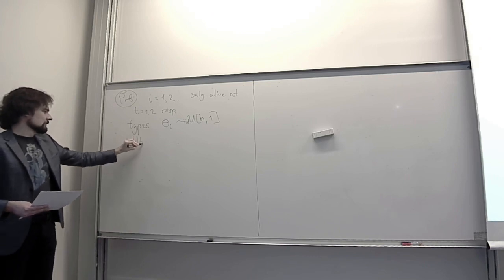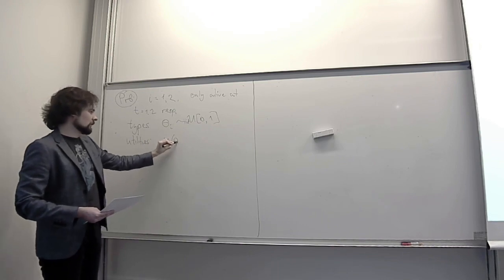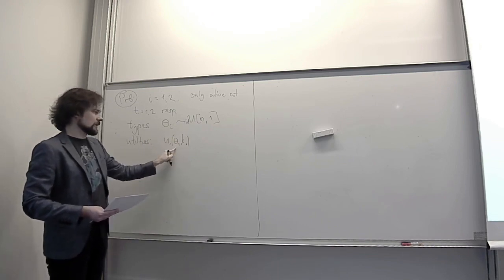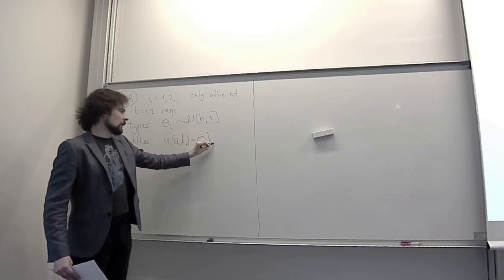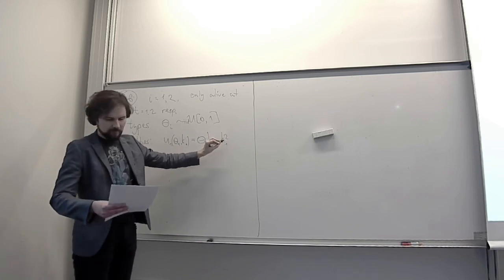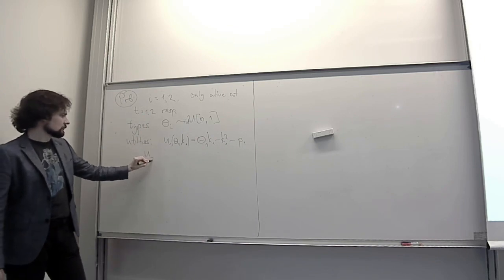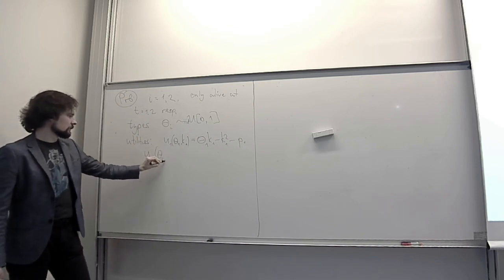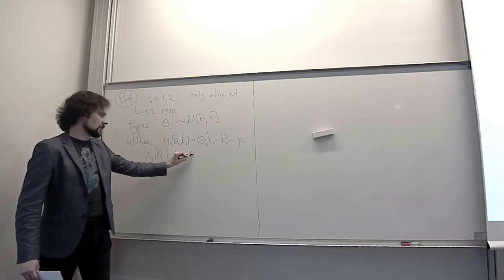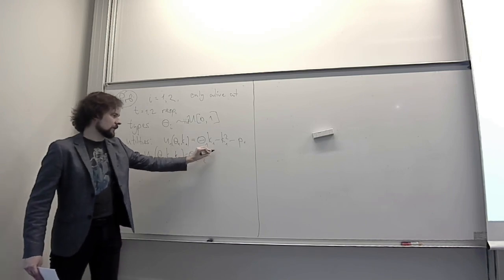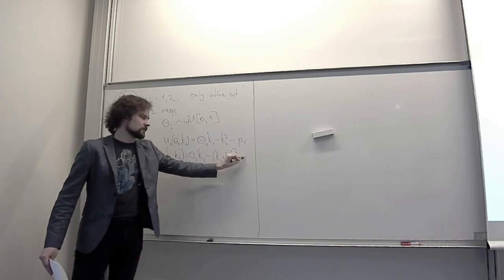Players' utilities are given by the following. Player 1, with theta 1 and allocation k1, has utility equal to theta 1 k1 minus k1 squared minus the payment p1. Player 2 has utility that depends on theta 2, k1 and k2, and it's given by theta 2 k2 minus (k1 plus k2) squared minus p2.